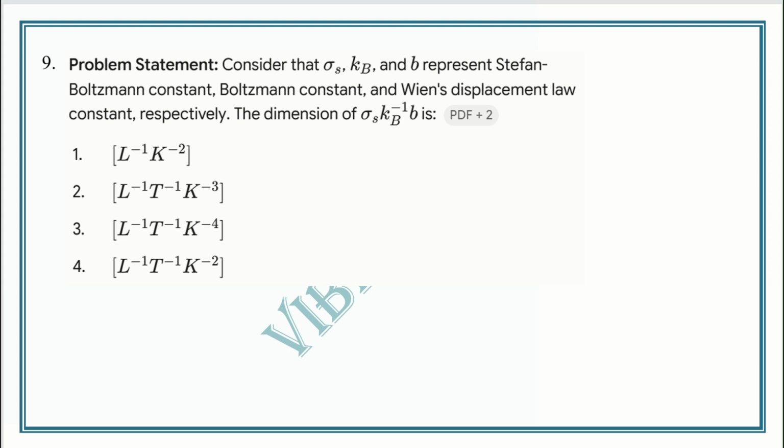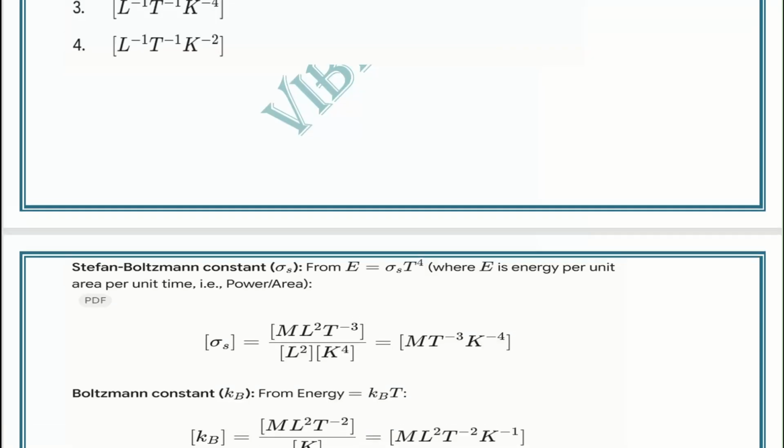Now going to the problem, question number 9. Consider that sigma S, KB and B represent the Stefan Boltzmann constant, Boltzmann constant and Wien's displacement constant respectively. What is the dimension of this function? So we have to find the dimension of each of these and then multiply them.